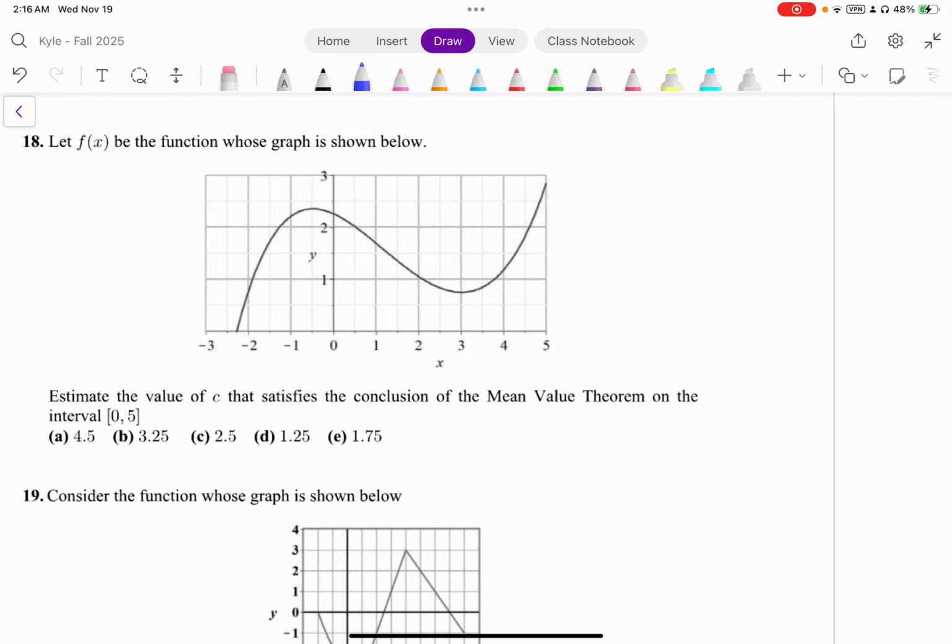We'll let f be the graph shown below. Estimate the value of c that satisfies the conclusion of the mean value theorem on the interval 0 to 5. So here's our interval beginning at 0 and ending at 5. Here, f at 5, let's say, is approximately 2.6.